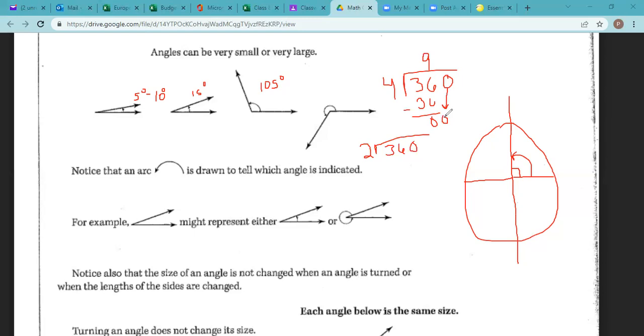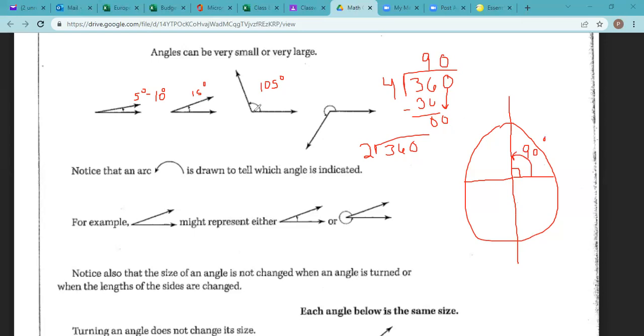Then you can say, okay, can 4 be divided into 0? And the answer is no. So what I have to do is put a 0 up here. If you want to check your work, 4 times 90 should end up being 360 degrees. That's how you're going to check your answer when it comes to division, 90 times 4. So this one angle is 90 degrees. And that's a special angle that we're going to talk about in just a minute.